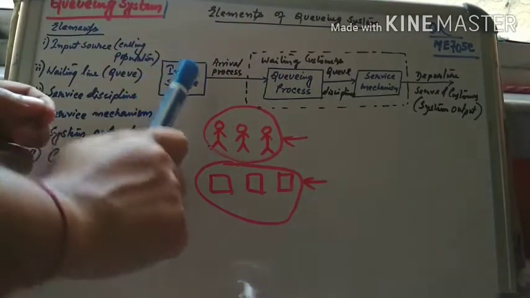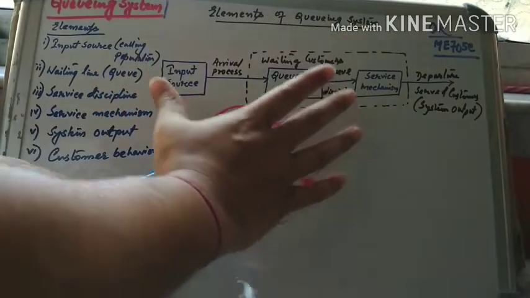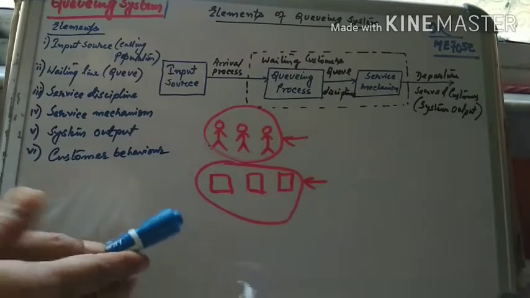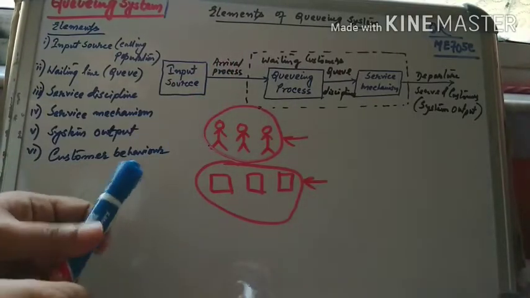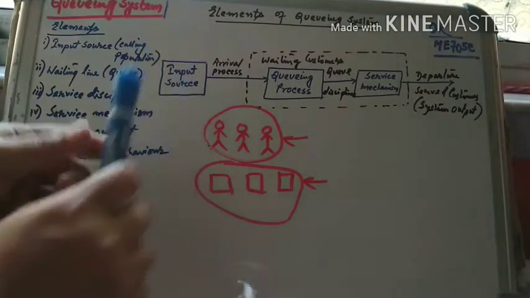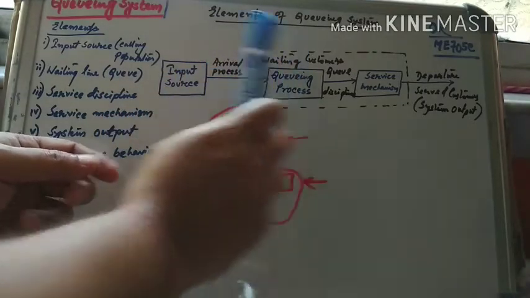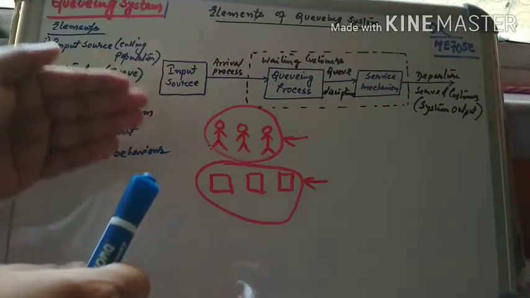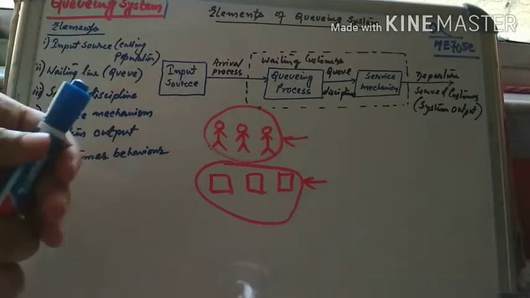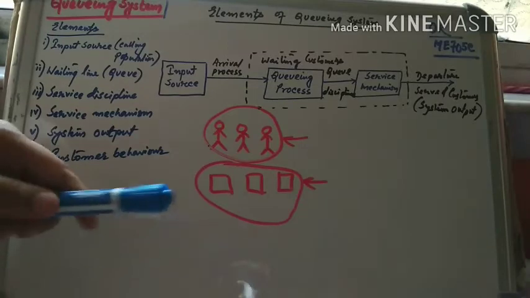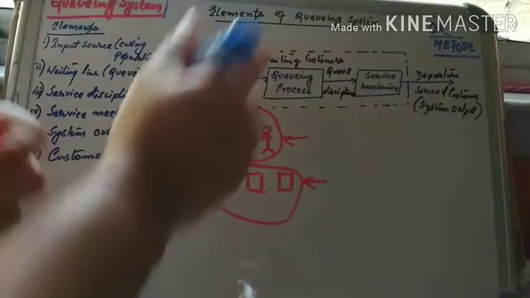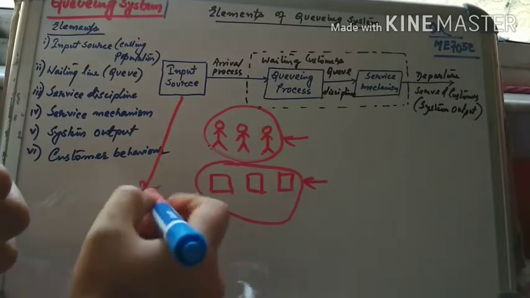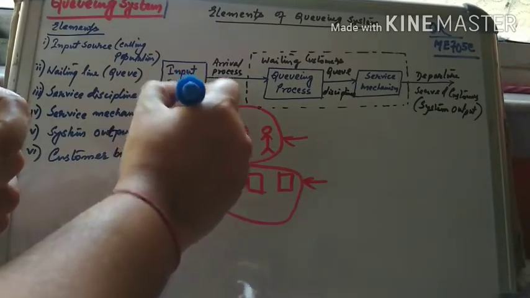You can see over here, this is a typical queuing system. In this particular queuing system, you have an input source, then comes the queuing process, then comes the service mechanism. In this input source, we have its size. Basically I can write it over here. It depends on the size, and the second thing, the pattern of arrival.